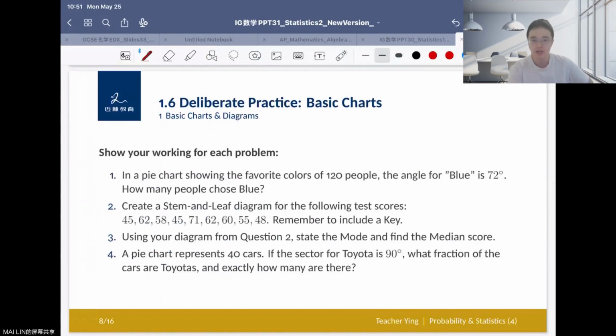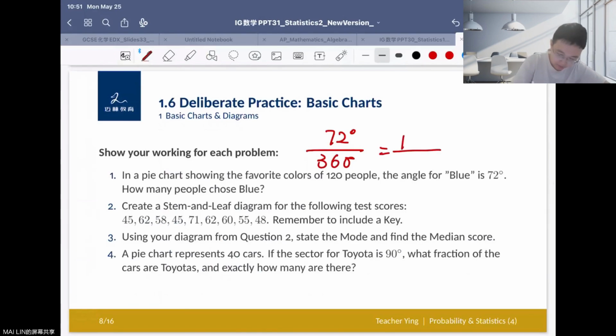In a pie chart showing the favorite colors of 120 people, the angle of blue is 72 degrees, and how many people chose blue, right? For this problem, we can set 72 degrees over the total 360 degrees equals the number of people who like blue over the total number of people, okay? Using the rule that their percentages equal each other, 72 over 360 equals 1 over 5.